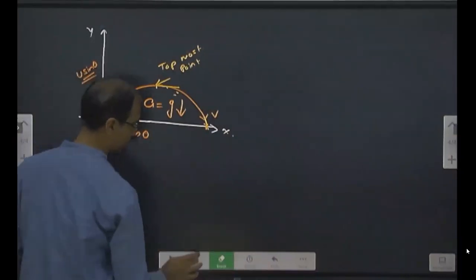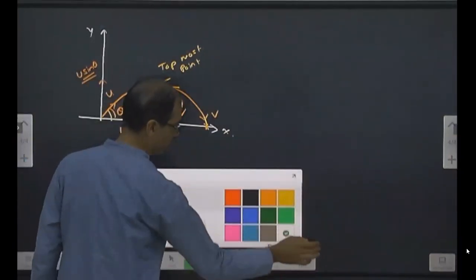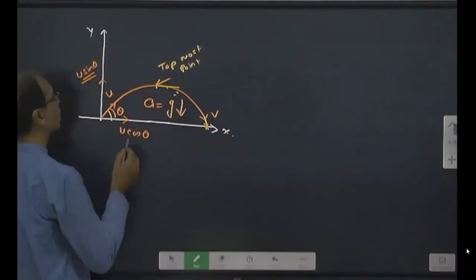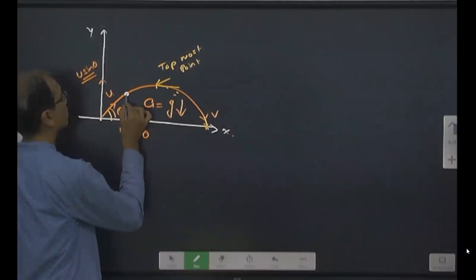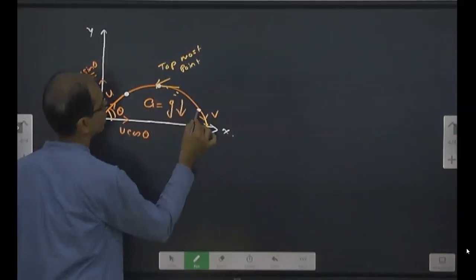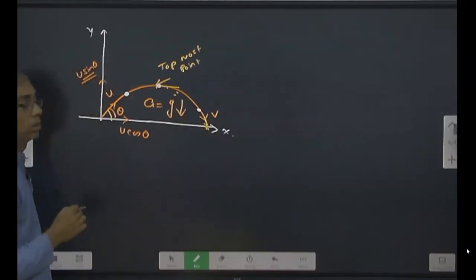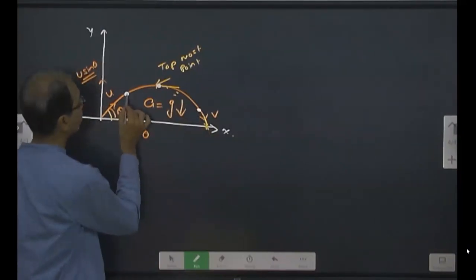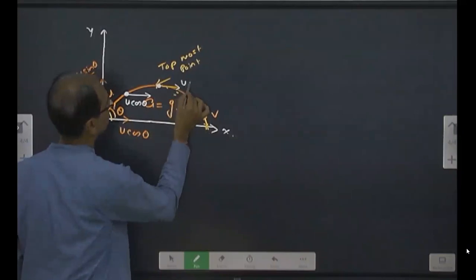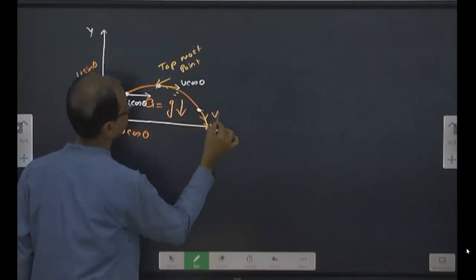All right. Now, if I ask you the horizontal component of velocity at this point here, at this point here, and at this point here, at all the points, its value will be what? u cos theta. Here also u cos theta. And here also u cos theta.